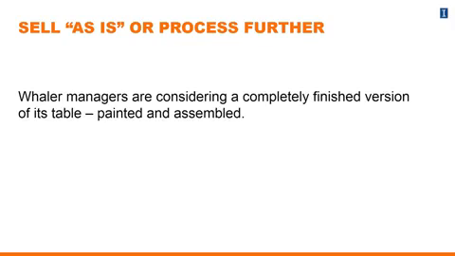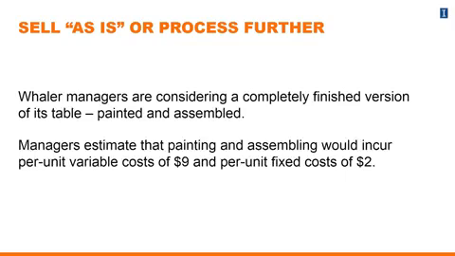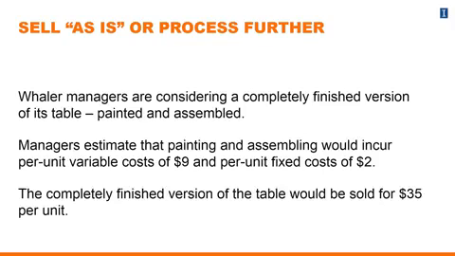Whaler managers are considering a completely finished version of its table. In other words, assembled and painted colors. Managers estimate that the painting and assembling would incur per unit variable costs of $9 and per unit fixed costs of $2. The completely finished version of the table could be sold for $35 per unit.